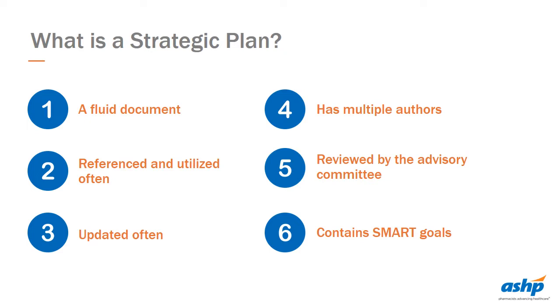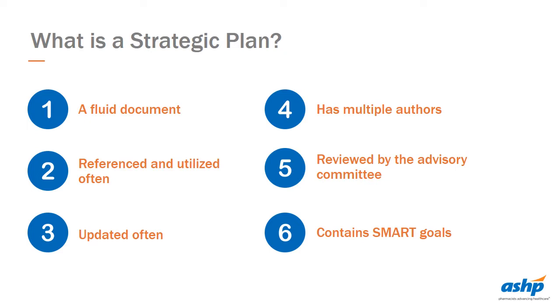Number 2, since the strategic plan is a living document, it should be referenced and utilized often in order to keep everyone on the advisory committee and in the program accountable for achieving the goals set in the strategic plan. Number 3, therefore, it should be updated often to track progress made on the goals and objectives set. Updating the plan often also enables it to adapt with changing environment and needs.